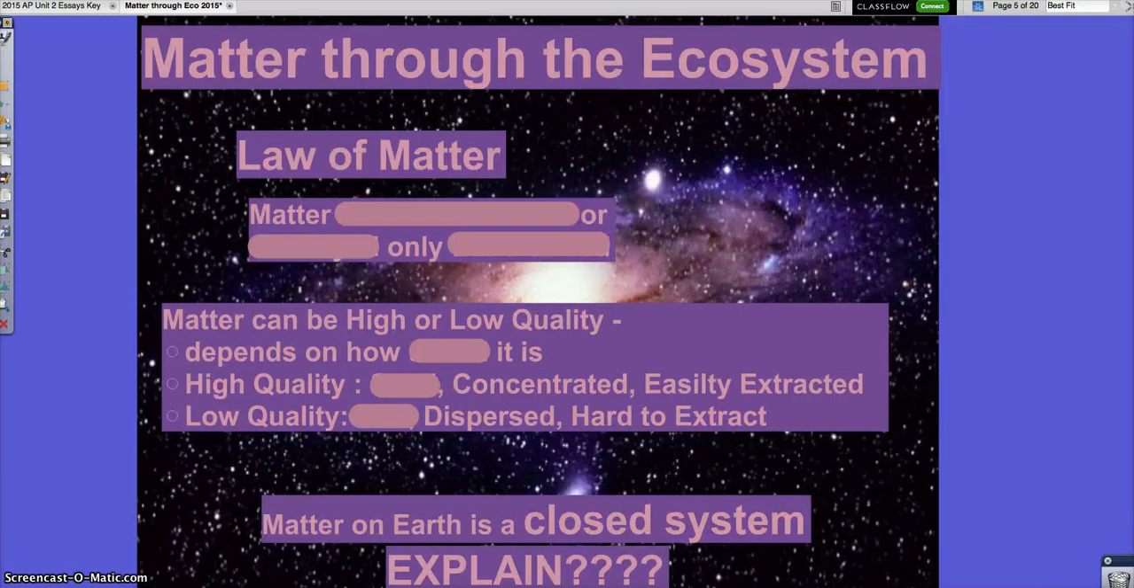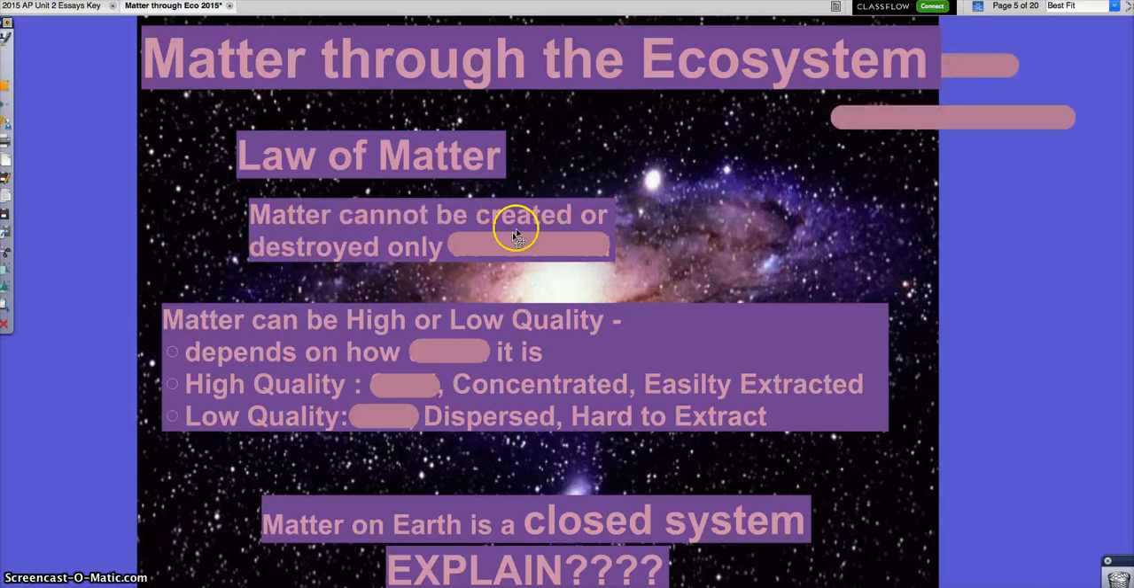Video is about matter. Matter traveling through the ecosystem. We're going to reference a little review of matter. What does the law of matter state? Good. What can it be? Transformed, changed, rearranged. If you need to write all those words to understand that that's what they're referencing, they are changing in some way or rearranging their form. So that's what happens to matter.